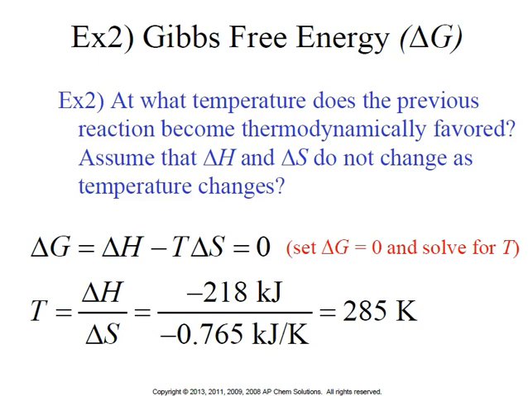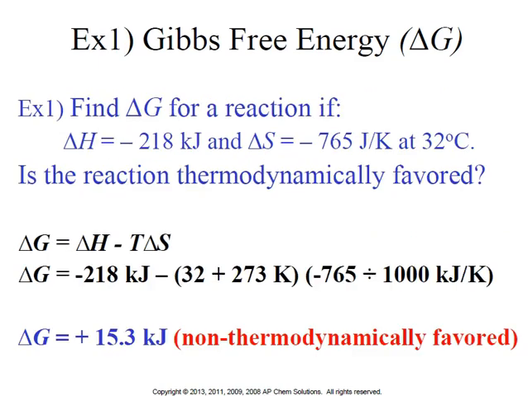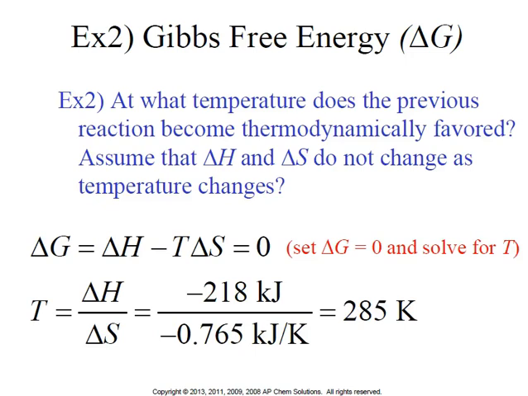And we find that at 285 Kelvin, this process would become favorable. If we look back at the first example, it was at a temperature of 32 degrees Celsius, which would be 305, I think if I'm doing my math right, 305 Kelvin. And this is saying at 285 Kelvin, it becomes favorable. So that means for this reaction, when the temperature drops, the reaction actually becomes more favorable.